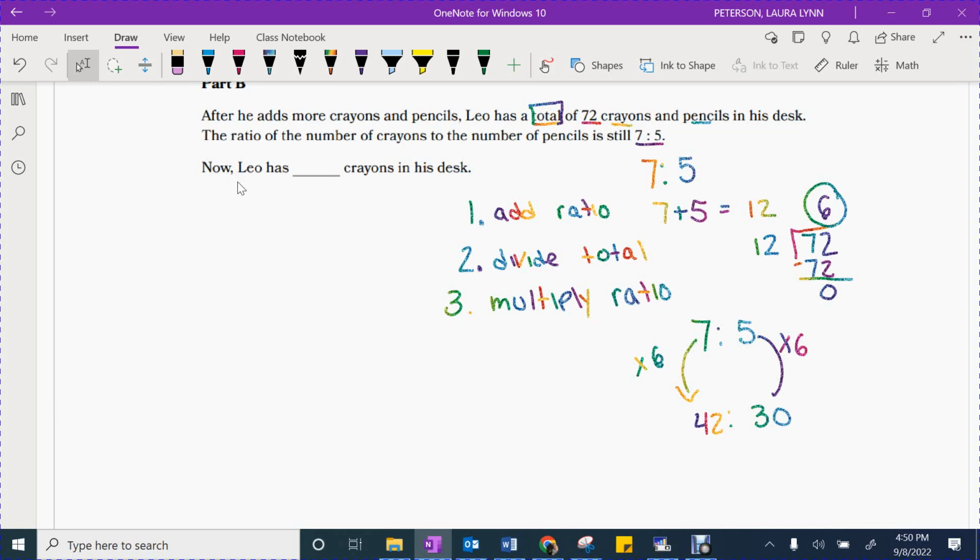Now in this question, it's asking for how many crayons are there. Order mattered. Crayons in our original ratio was the 7, and pencils in our original ratio was 5. So in our equivalent ratio, 42 are crayons and 30 are the pencils. So I only care about the 42. There are 42 crayons. And that is it.